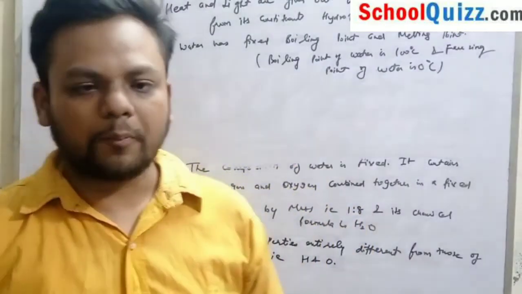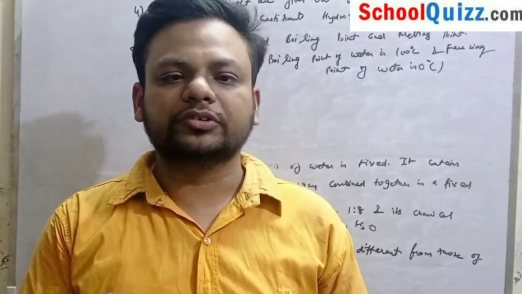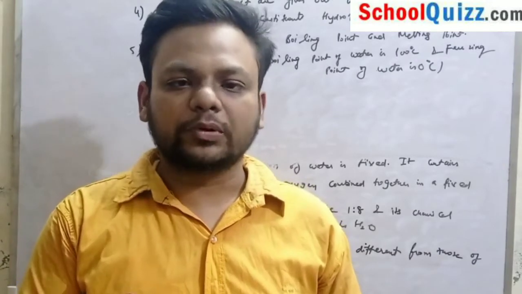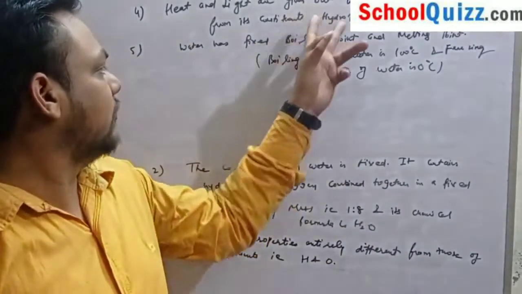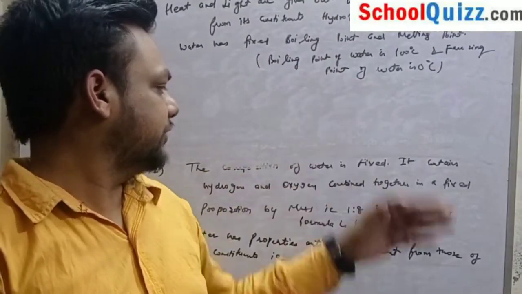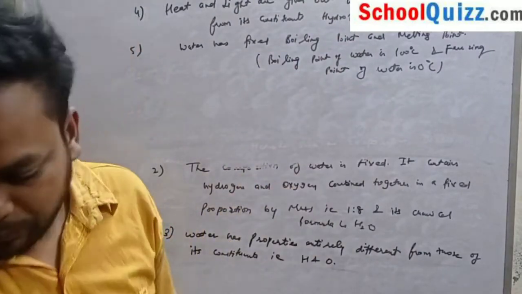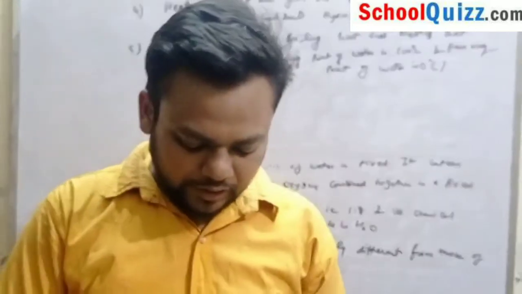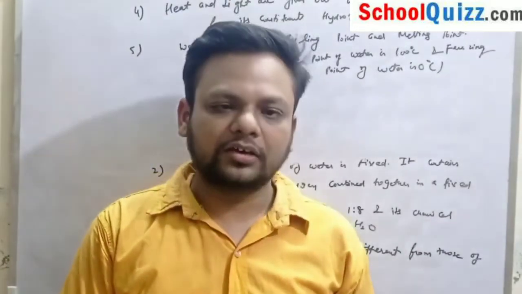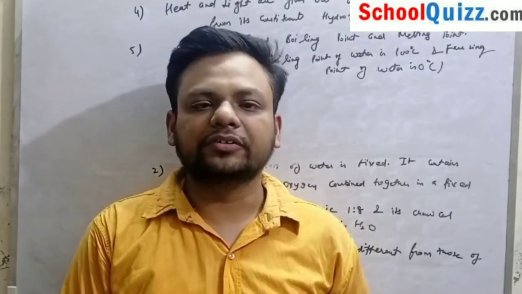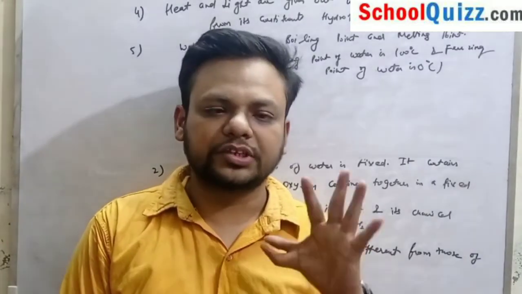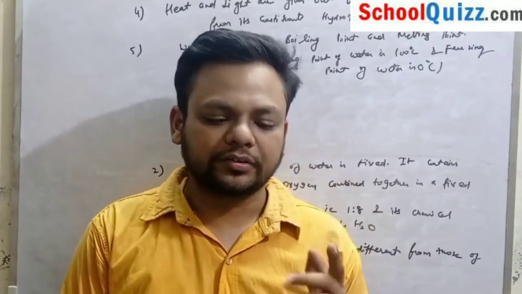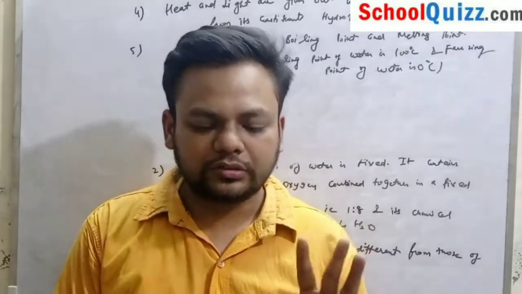First one is that water's properties are entirely different from its constituent particles. Second one is their composition is fixed. Third one is heat and light are given out. Then fourth point is they have fixed boiling point and melting point. And fifth one is that water cannot be separated into its constituent particles by physical methods. So these are the five major points. You have to write just four points. Okay.